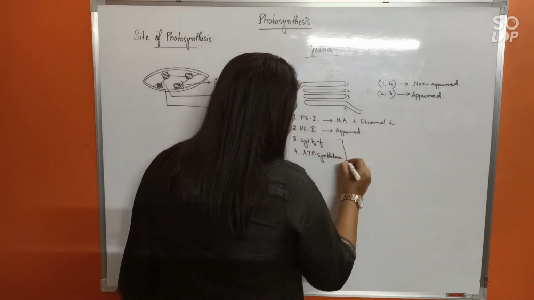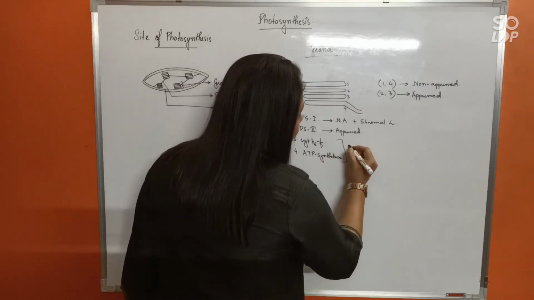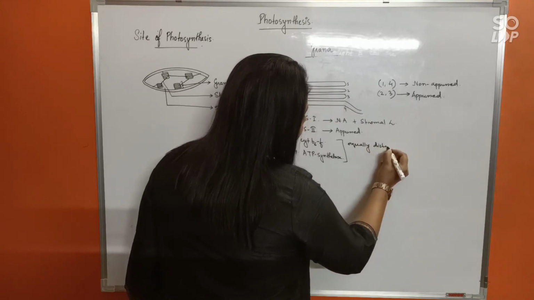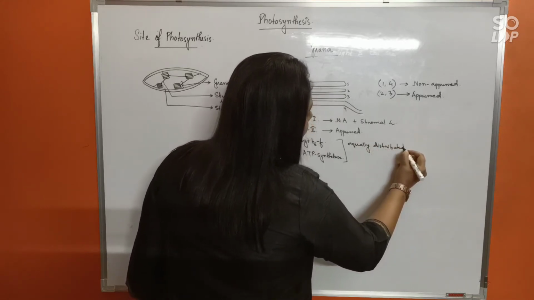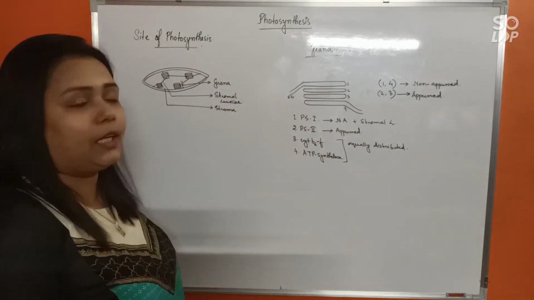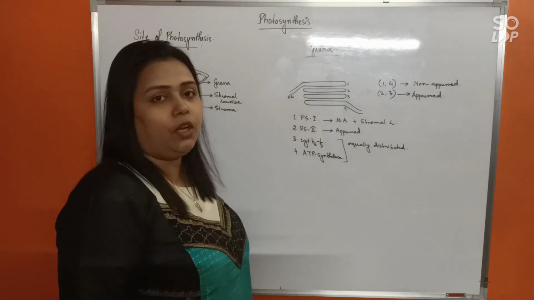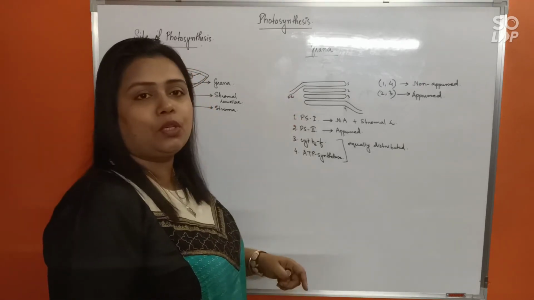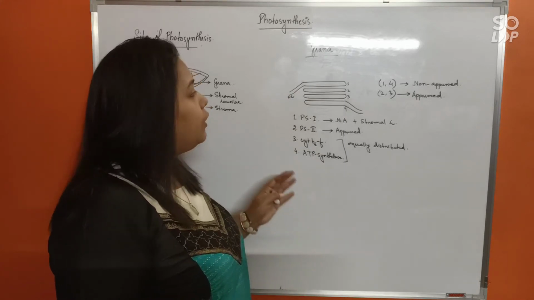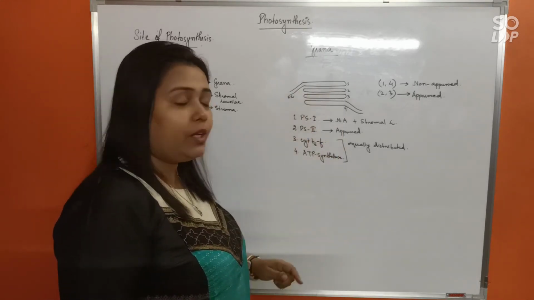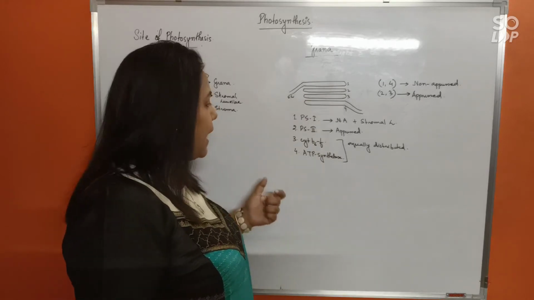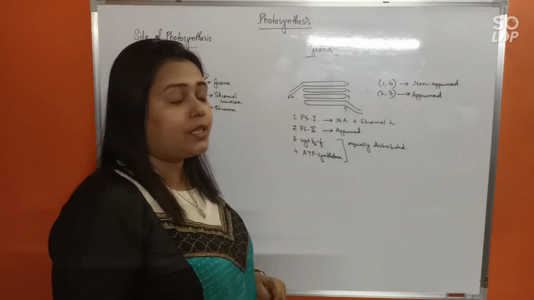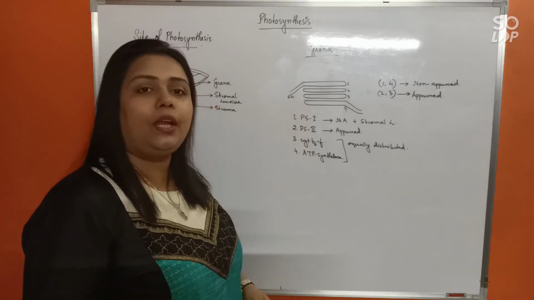Cytochrome B6F complex and ATP synthase would be found equally distributed in both non-appressed and appressed thylakoids. So do remember this particular fact, that PS1 and PS2 will be differentially distributed in the entire grana. They will not be present in all types of thylakoids, but cytochrome B6F complex and ATP synthase will be found equally distributed in non-appressed and appressed thylakoids. What is PS1, PS2? I'll let you know later on.